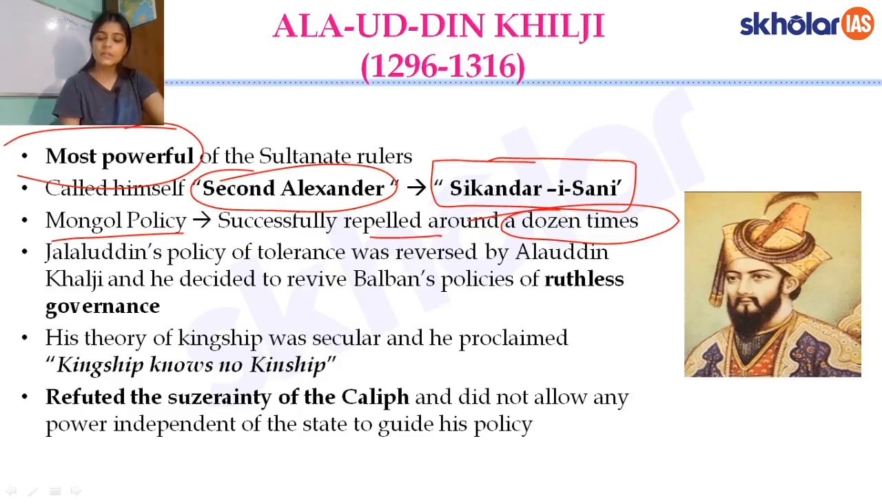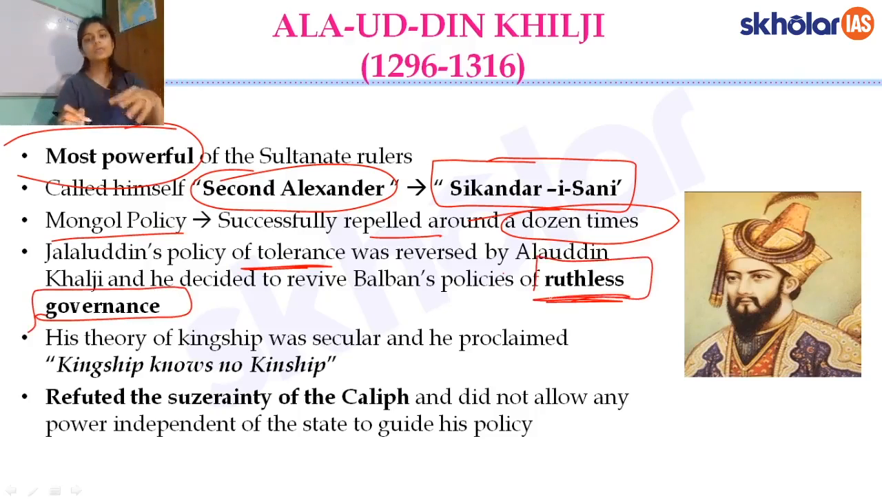And he did not believe in the policy of tolerance, rather he believed in Balban's policy of ruthless governance, right? So like I said, strong rulers will not really resort to tolerance, because they know that, even if they use ruthless measures, they are strong enough to defeat others and consolidate their position, right?